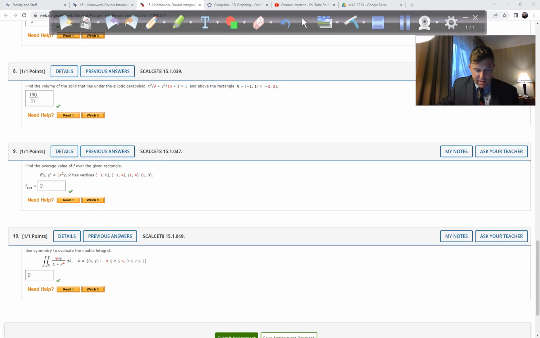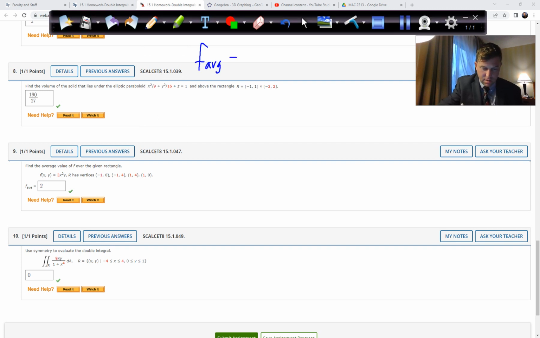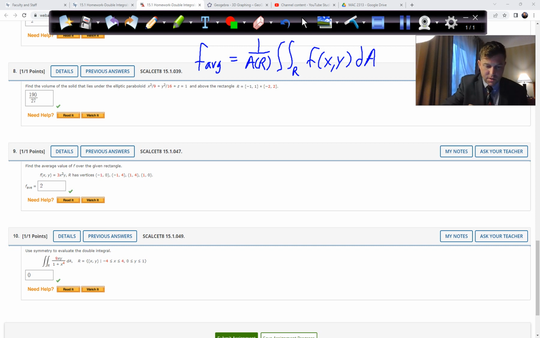Okay, problem 9 has a slightly different twist to it. They want the average value of f over the given rectangle. So what we have is the f average formula is equal to 1 over the area of the rectangle that they give us times the double integral over the region of the function with respect to x and y times the derivative of the area.